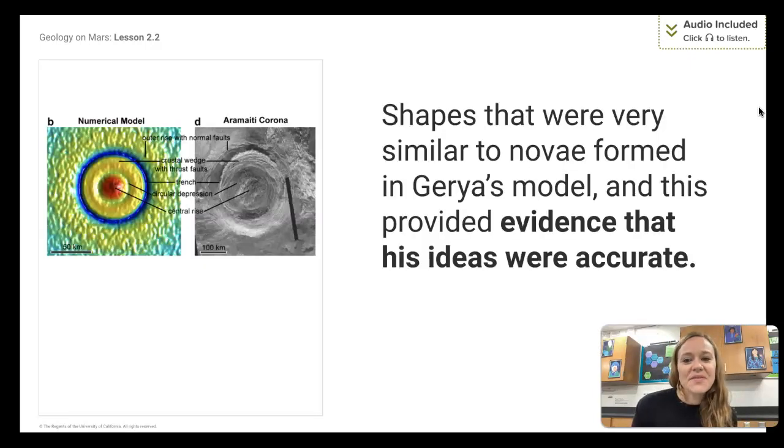The shapes that were very similar to the novae formed in the model in the article are evidence that his ideas were accurate. So he was able to create a model, then look at the pictures of Venus and compare them and say, oh, these are really similar. So he is using this as evidence to support that his ideas were correct or accurate.